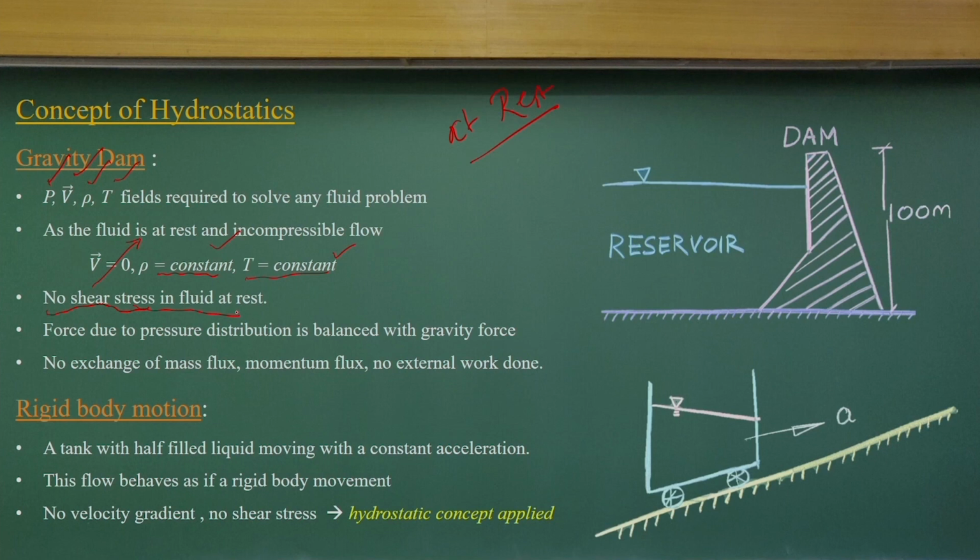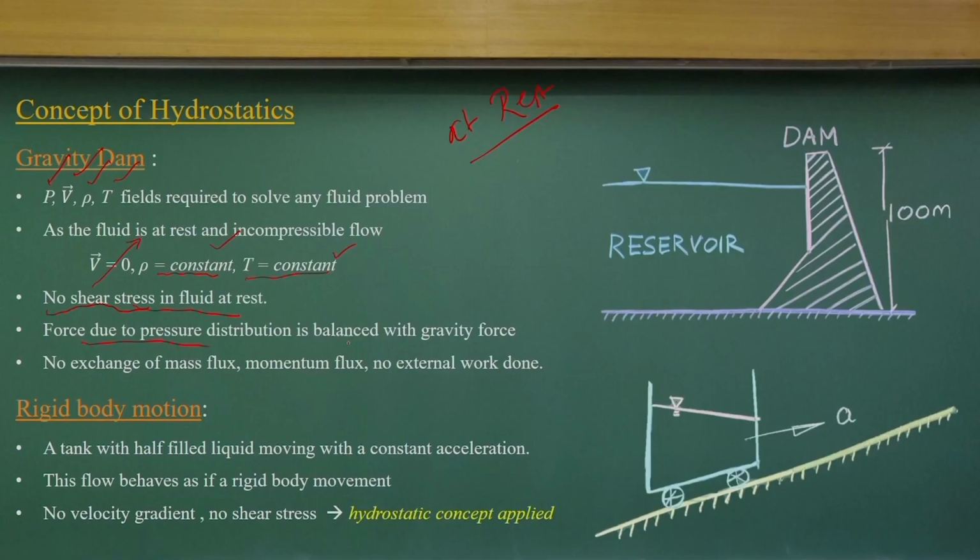So you can take a surface or a control volume, and over that control surface the shear stress components become 0. That is very simplified now. For any control volume you consider, as the fluid is at rest, there is no shear stress acting on the control surface. So that's the very easy problem we have now.